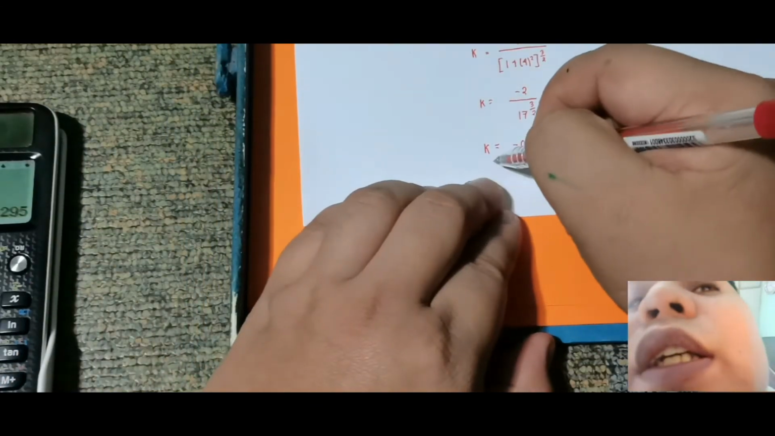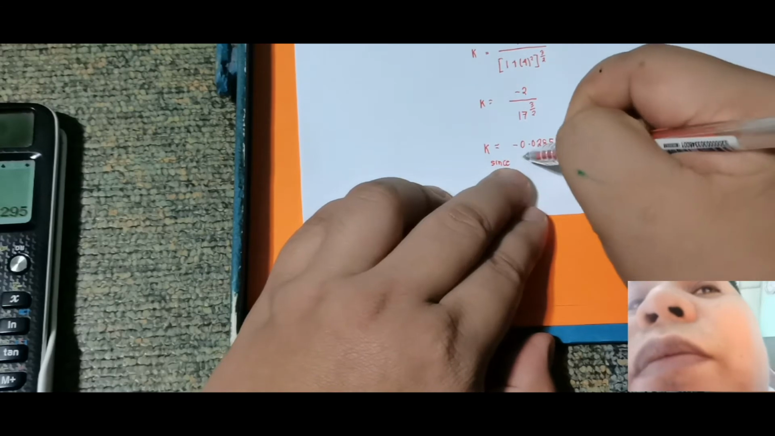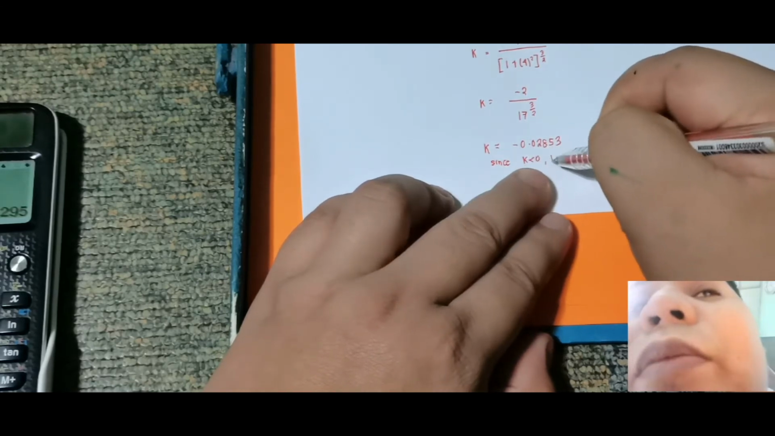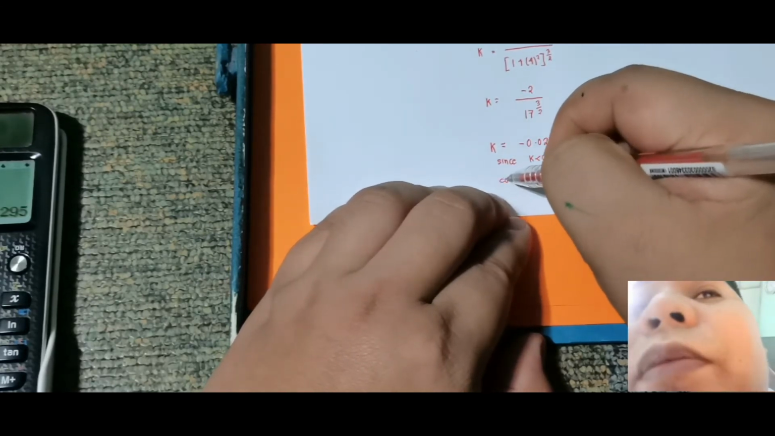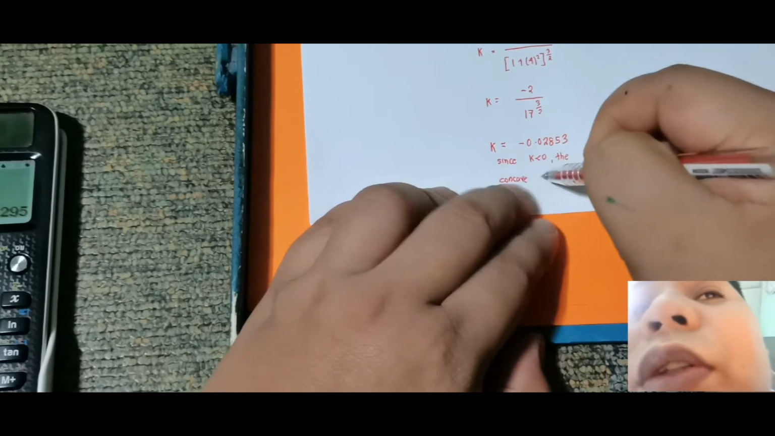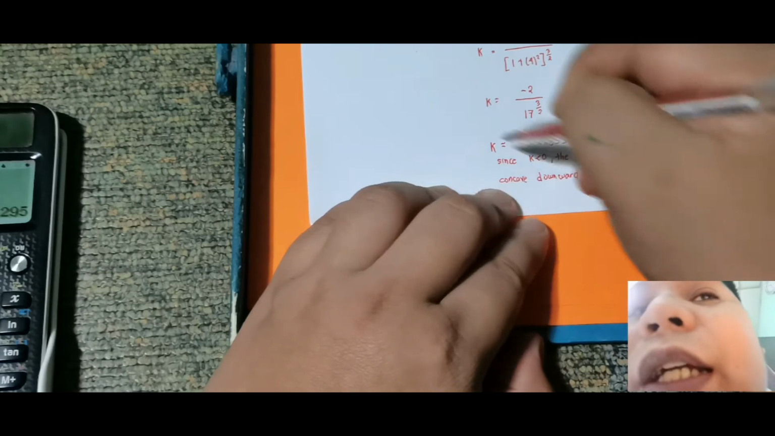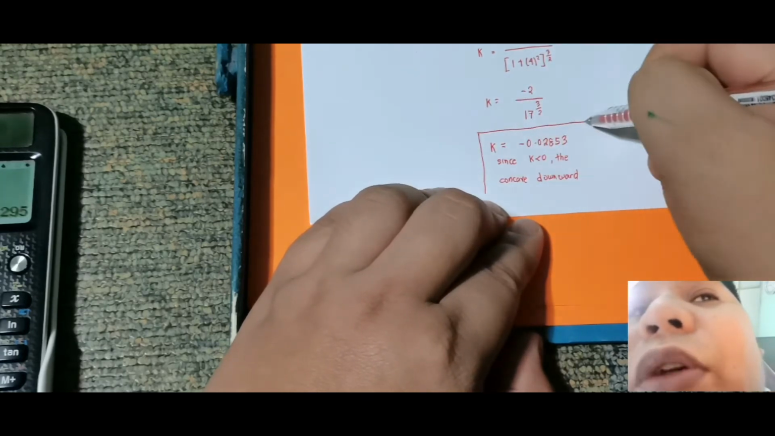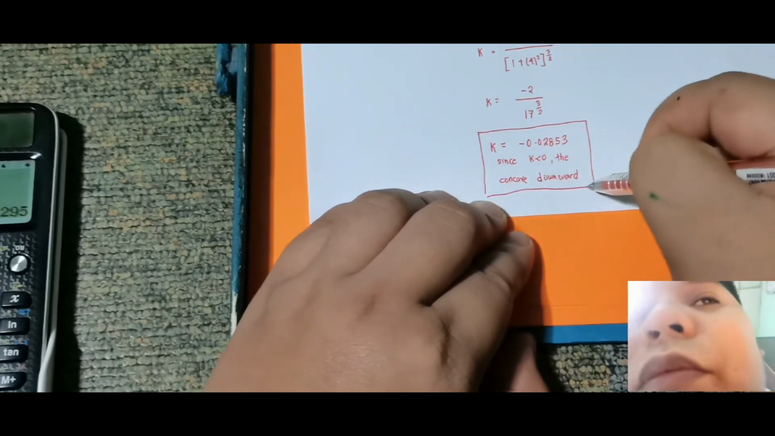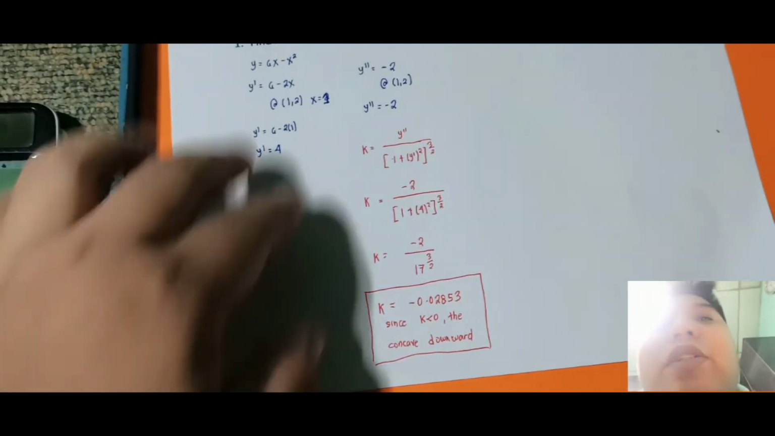Okay, so lagyan natin no, since K is less than 0, the curve is concave downward. So pakilagyan din nito dapat, kasi importante yan. Okay, next is the radius of curvature.